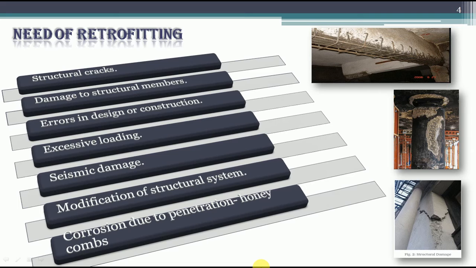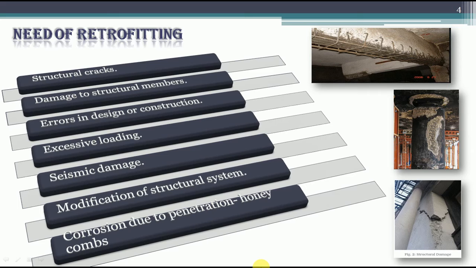Existing RCC structures face many problems. They may have structural cracks and some of the structural members may get damaged due to natural hazards or excessive loading. There are chances for errors in the design or construction. Excessive loading and earthquake may cause severe damage to the structure, that is seismic damage. Sometimes the functionality of the structure may be changed.